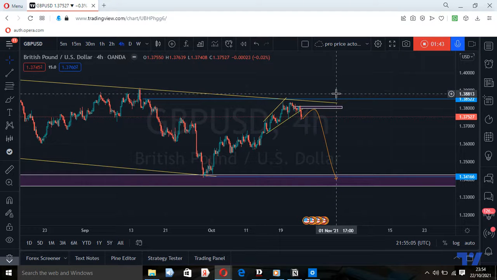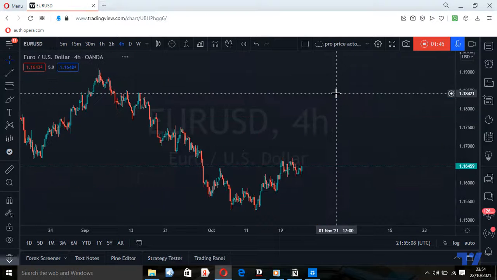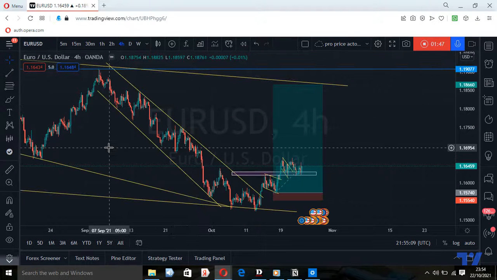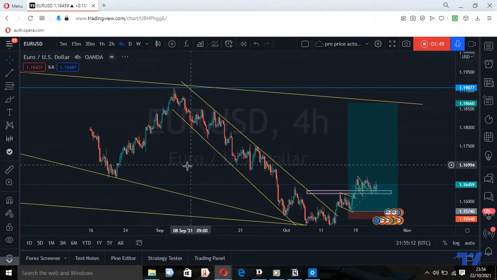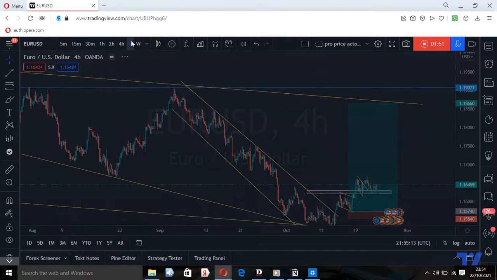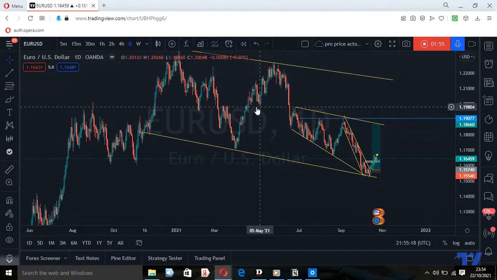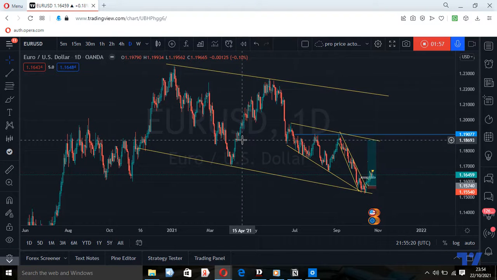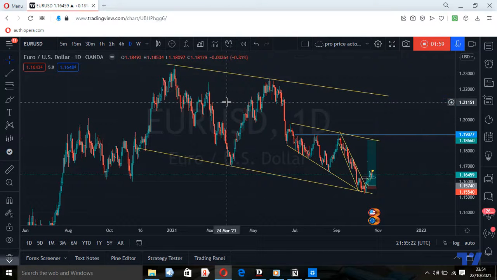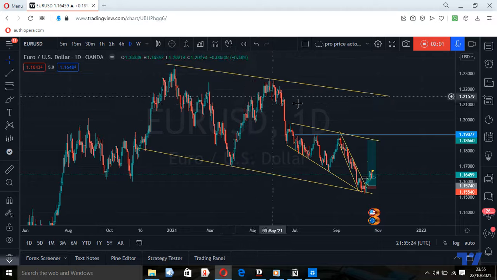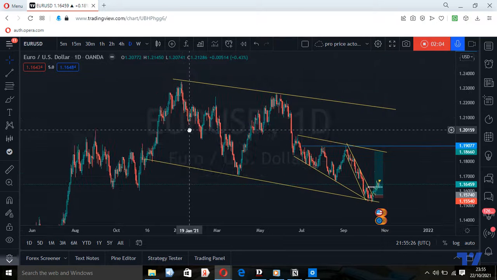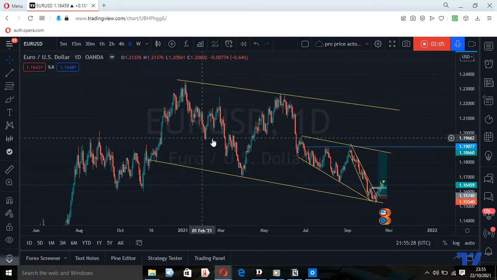So let me move to another pair, EUR USD. I've already executed my trades on EUR USD. As you can see, let me show you the structure, the one thing that made me execute this trade. So as you can see, we're trading inside a flag. This is our flag.